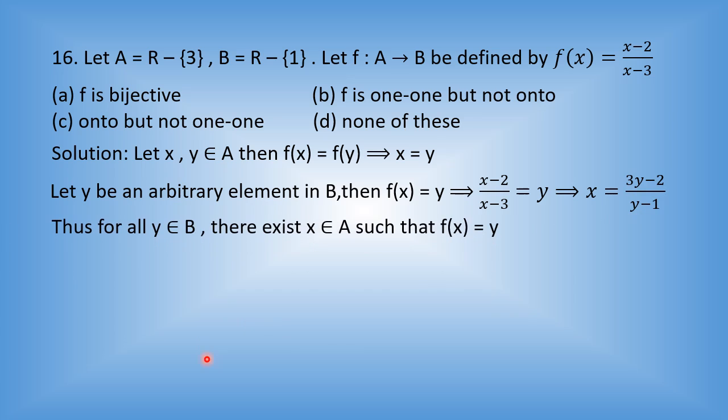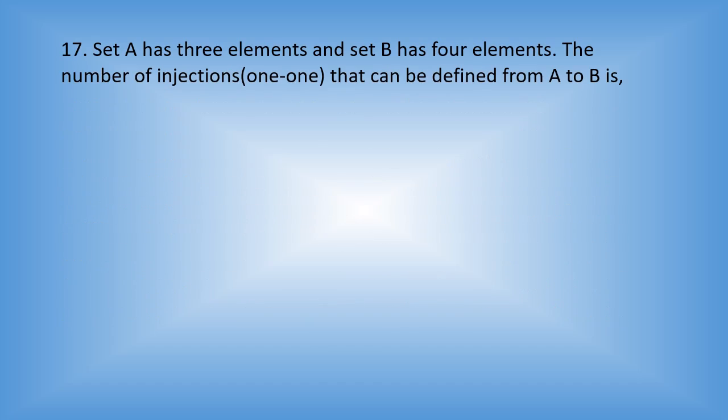Hence for all y belongs to B, there exists one x in A such that f of x is equal to y here. So this clearly belongs to this A here. So x is equal to this one clearly belongs to A because we cannot put y is equal to 1. Hence the given function is onto. F is both 1-1 and onto implies f is bijective. Therefore answer is. The next one will be set A has 3 elements and set B has 4 elements.